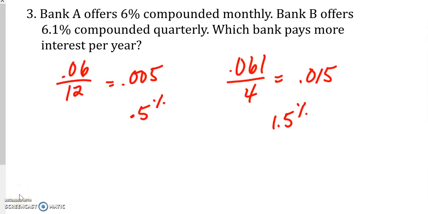So in reality, they're only asking about the interest. The interest comes from how much it's offering divided by how much it's compounded. So 0.06 divided by 12 is 0.005, that's 0.5%, and 0.061 divided by 4 will give you 0.015, which is 1.5%. So your answer is bank B pays more interest.